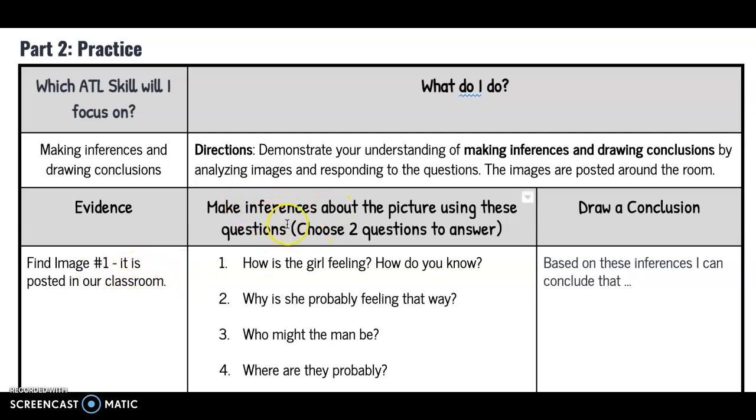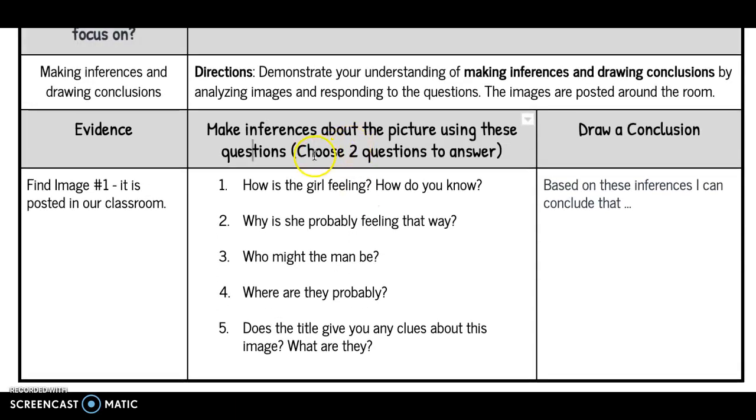You'll look at the image, and first you will make inferences. You're going to make inferences by using the questions below. Now there are 5 questions, and the prompt says choose 2 questions to answer. You do not need to answer all 5, just answer 2. After you've answered your 2 questions, and you have made some inferences, then you will draw a conclusion. And remember, the conclusion is an expansion of your thinking or a final thought on the matter.